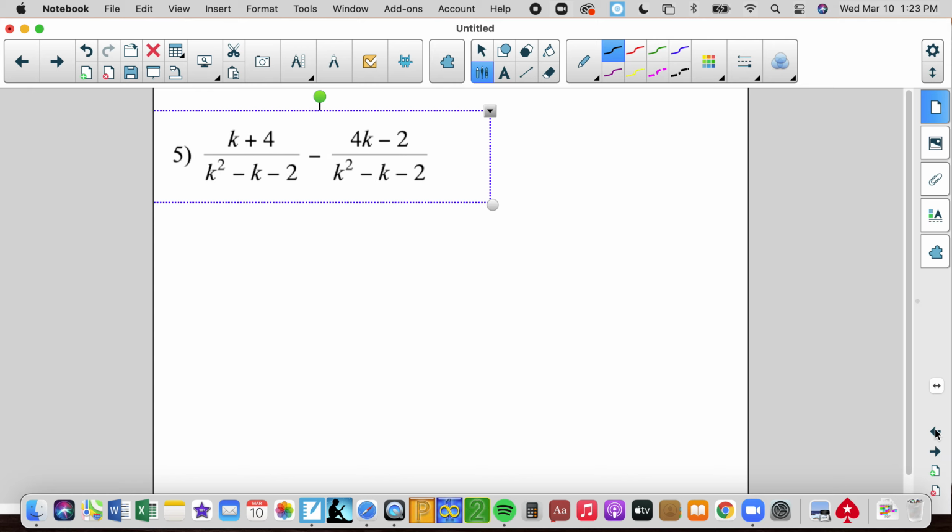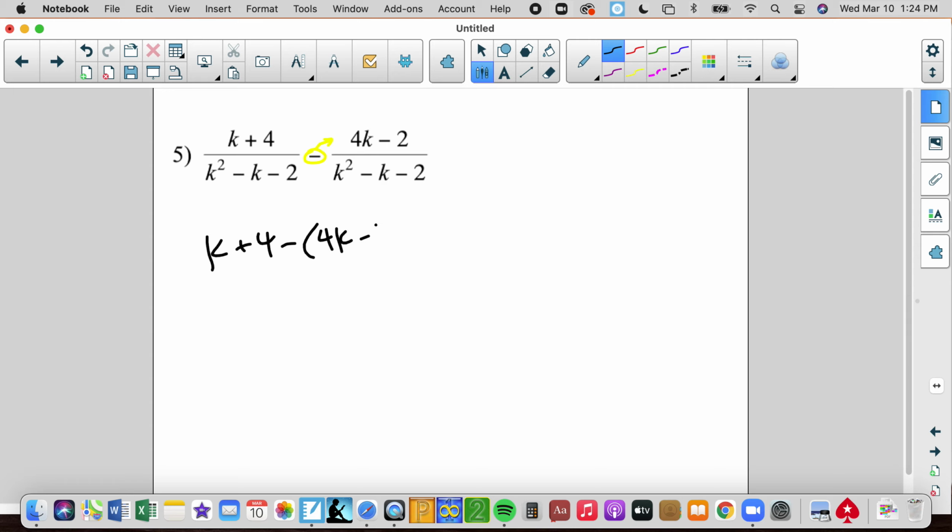Oh, did I skip 5? Oh, I would have skipped it. All right. Still like denominators. However, we have that negative that's going to have to go up there. So let's rewrite it first. k plus 4 minus the quantity 4k minus 2, all over k squared minus k minus 2.